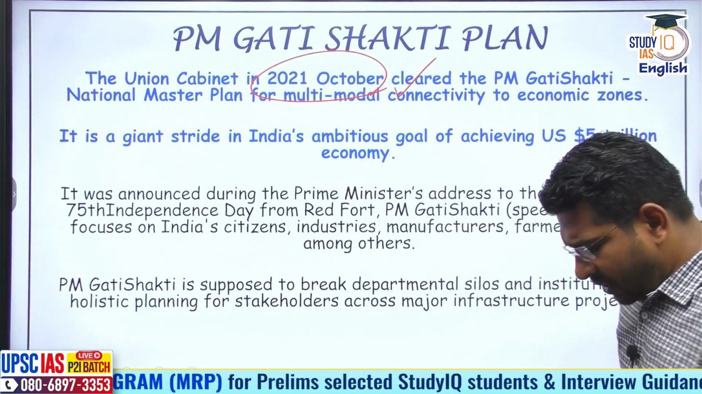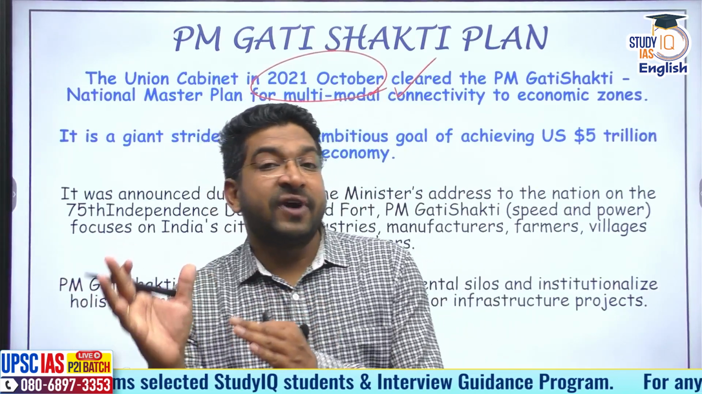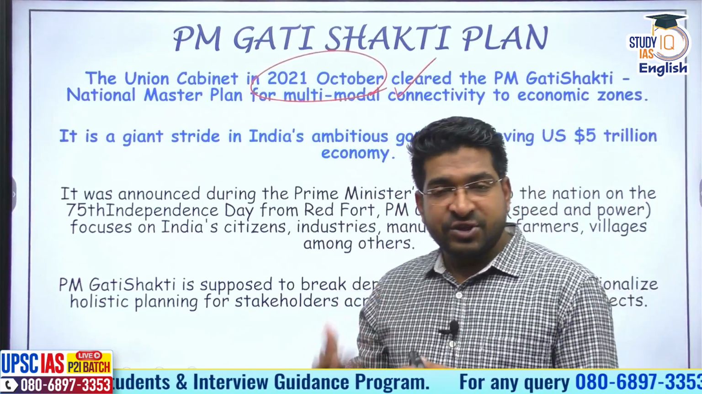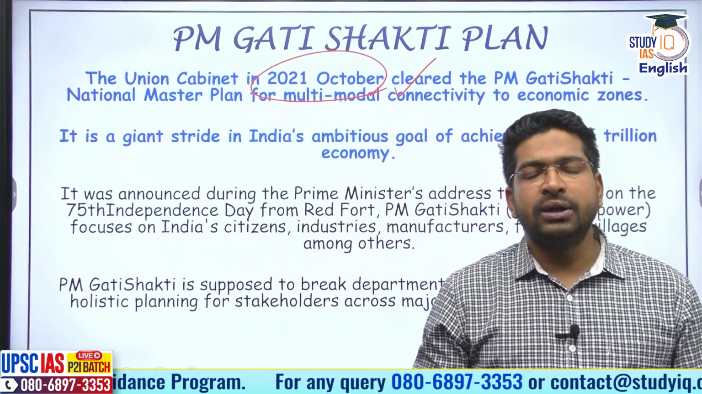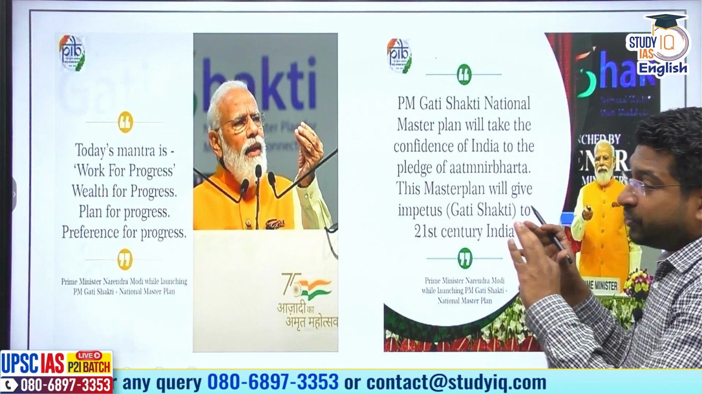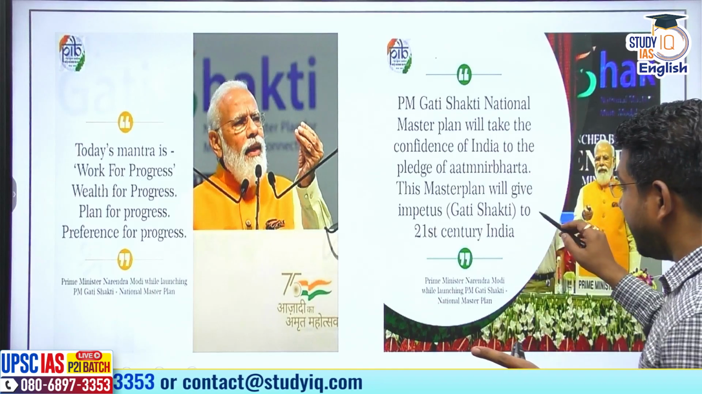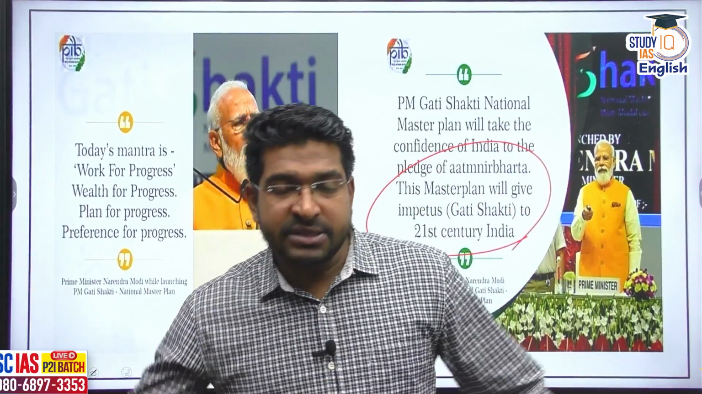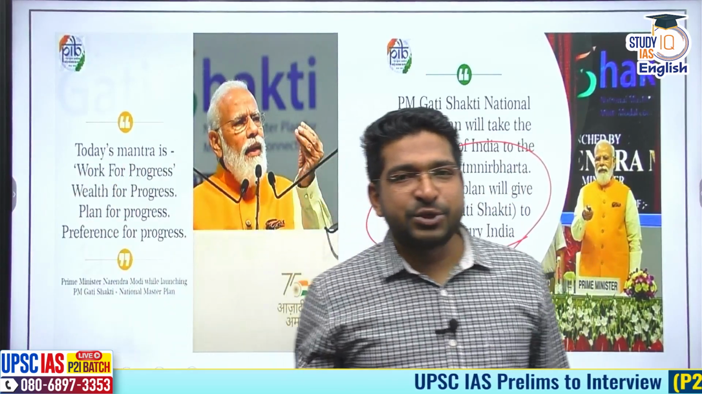This plan is basically a very ambitious project that we want to achieve to ultimately reach that $5 trillion economy mark. It includes logistical projects and many infrastructure projects: roads, railways, airports, shipping, inland waterways, all infrastructure-based projects. Prime Minister Modi has said that today's mantra is work for progress, wealth for progress, plan for progress. And for this, the PM Gati Shakti plan is a master plan which will give impetus to India in the 21st century. Basically, this plan is going to help us in that transition from a developing country to a developed nation.